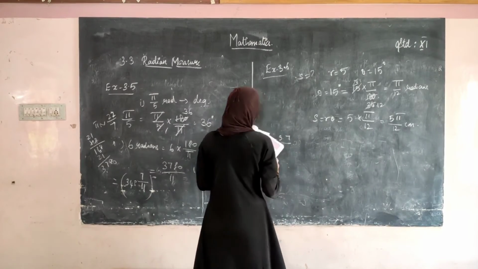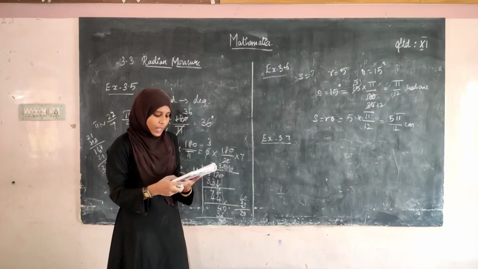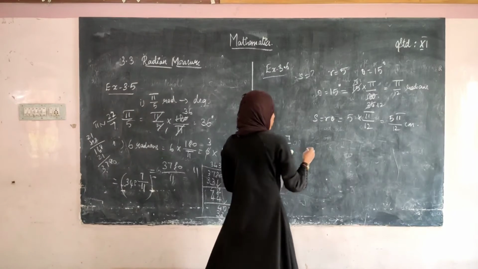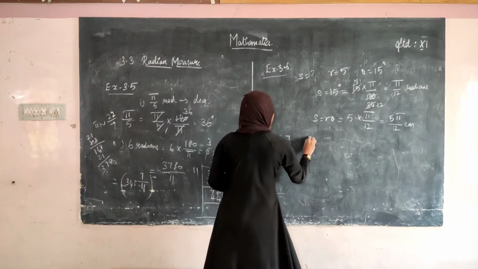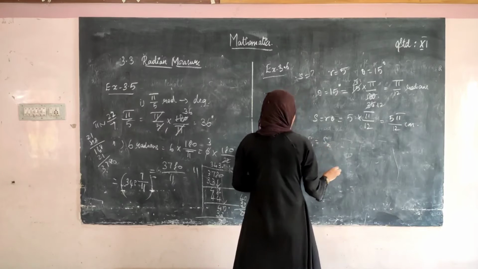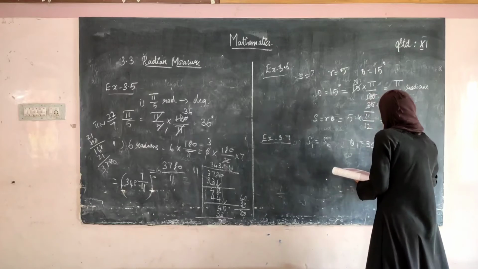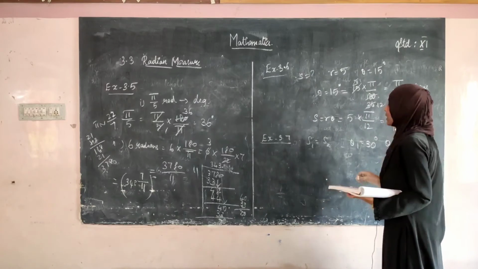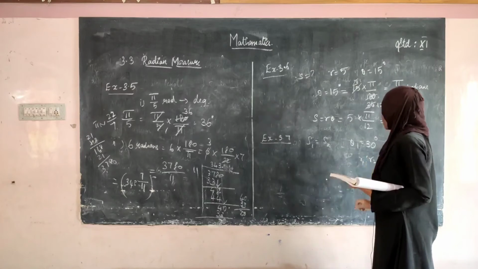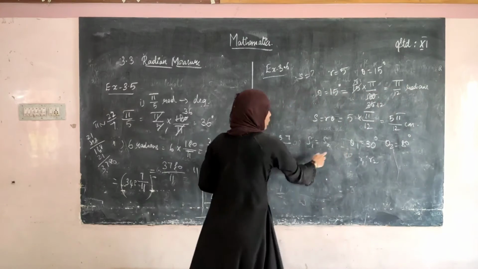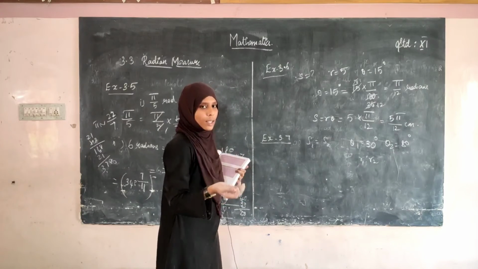3.7. If arcs of the same length in two circles subtend central angles, that is, arcs of the same length, S1 is equal to S2, then theta 1 is equal to 30 degrees and theta 2 is equal to 80 degrees. We have to find the ratio R1 is to R2. The angles are given in degrees, so you have to change them to radians.